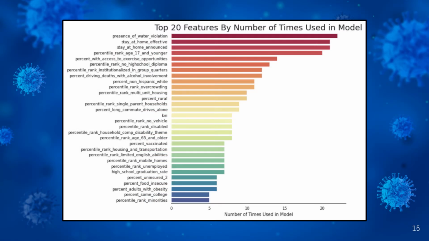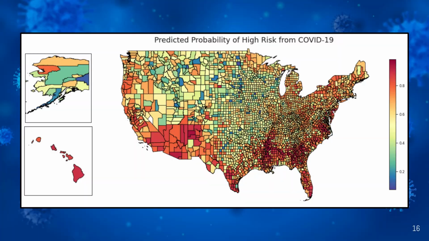Next, I looked at features by number of times used in the model. The more that something is used in the model, this might suggest that it has a lot of really good feature interactions and may or may not have a lot of value on its own.